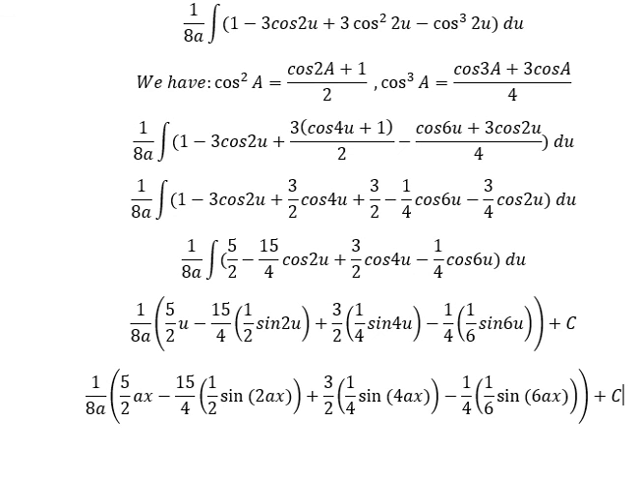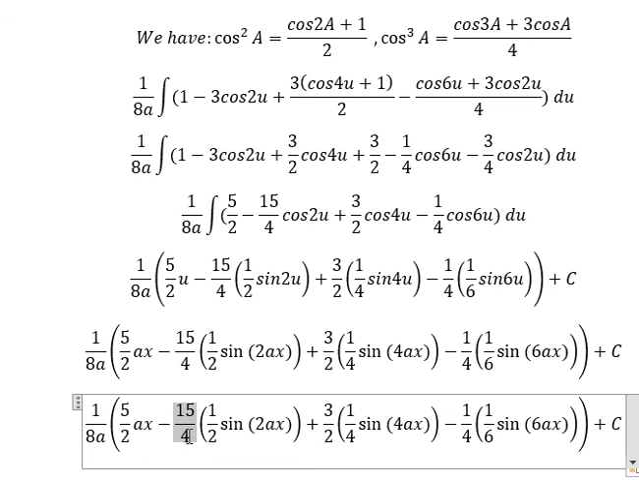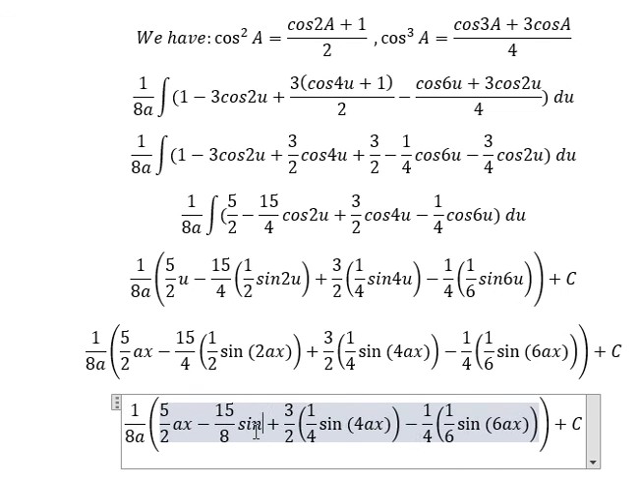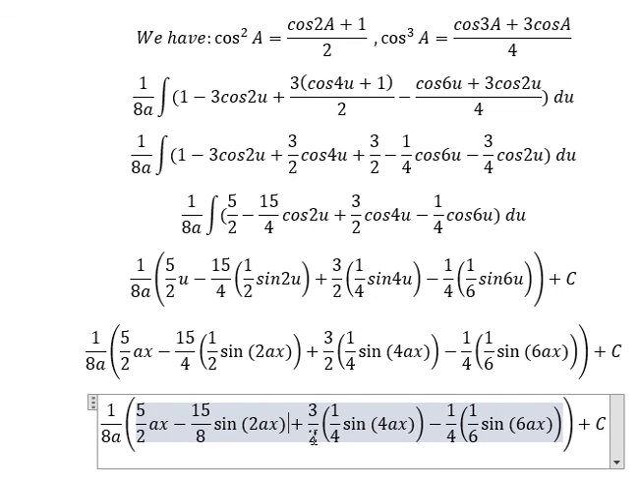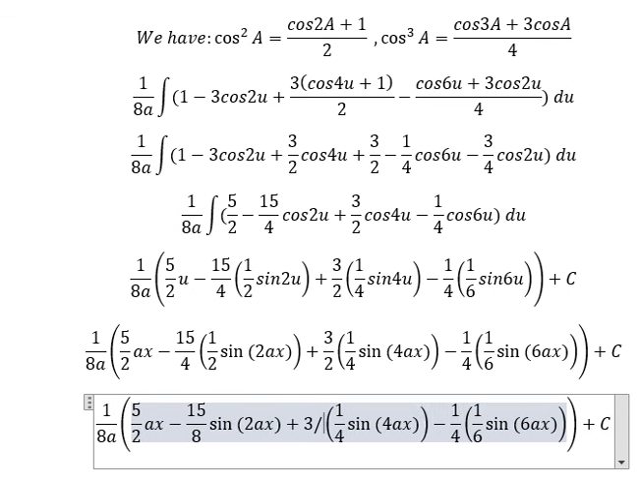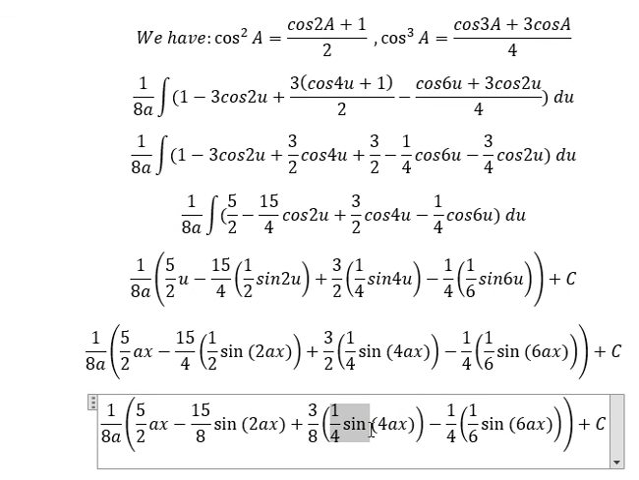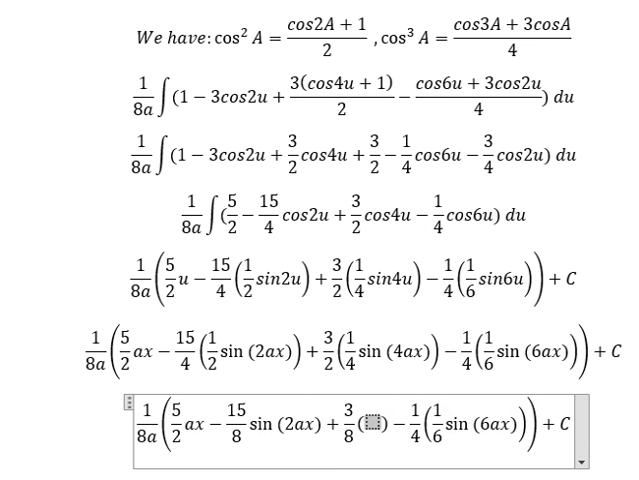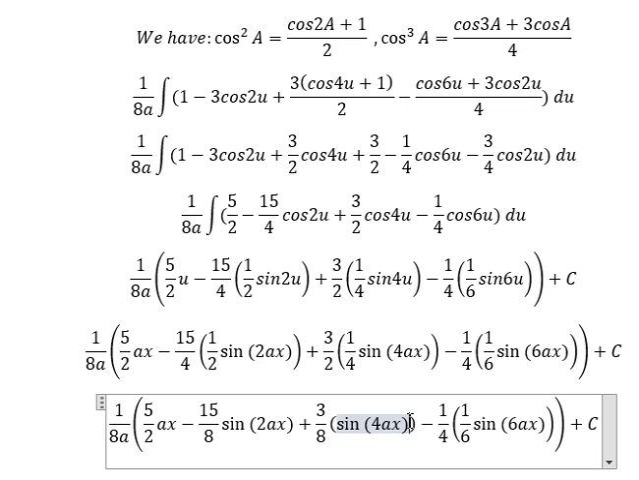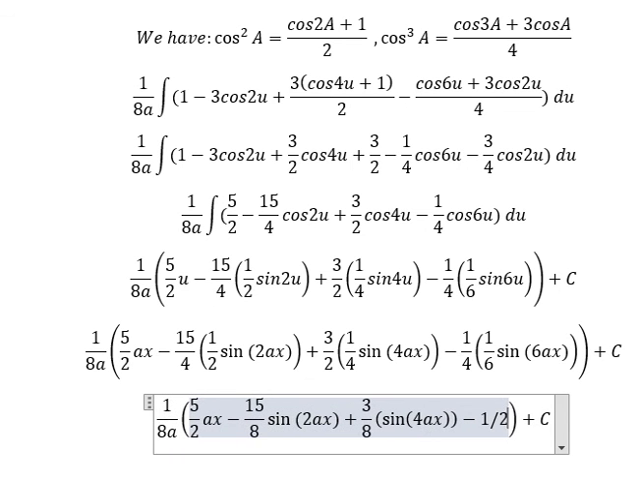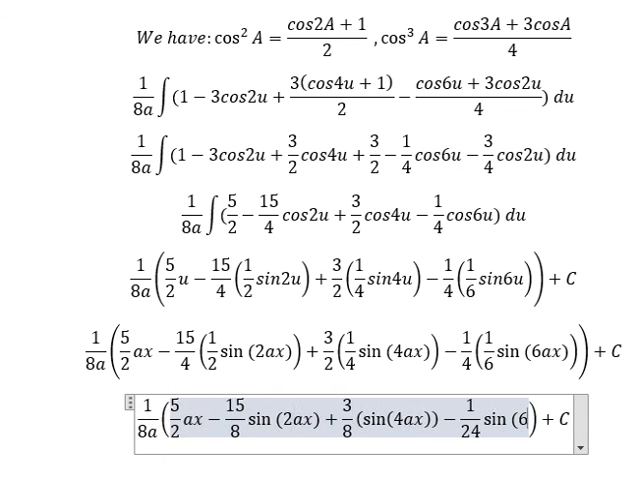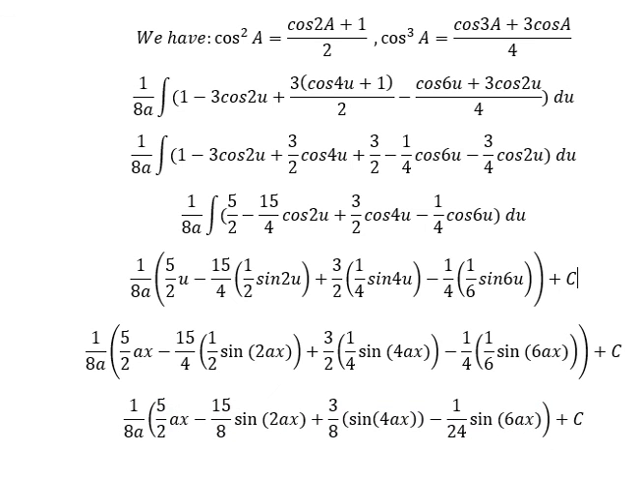Now, we need to simplify 15 over 4 multiplied by 1 over 2. We have 15 over 8. Number 2 and number 4, we have 3 over 8, and this is sine 4as. Number 6 and number 4, we have 1 over 24 sine of 6as. And this is the final answer.